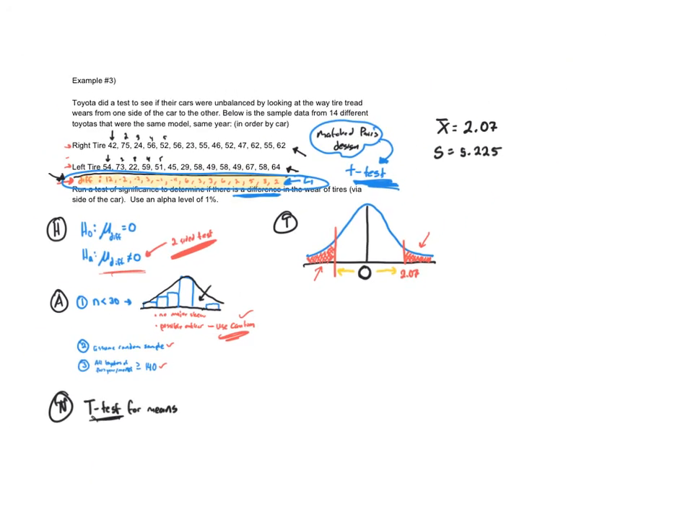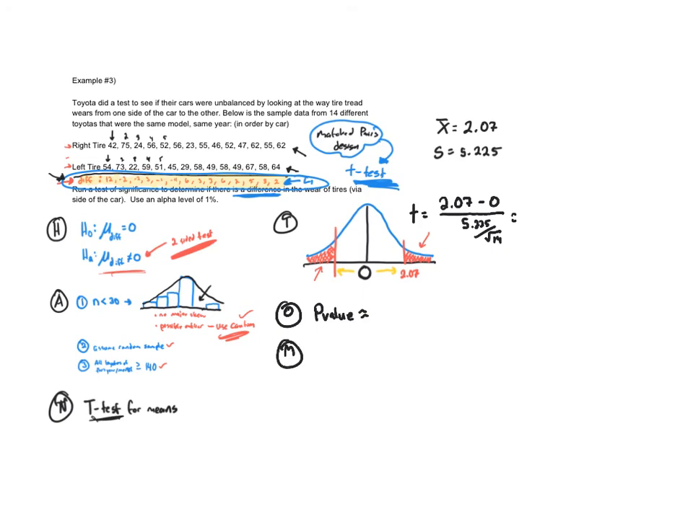But let's come back over here. Let's say t equals, how do we do a t-value? It's my sample mean, 2.07, minus the claim, which is 0, over the standard deviation, 5.225, over the square root of 14. And again, I'm not going to calculate that out by hand because my calculator will do it for me in just a moment. The p-value is roughly, and I'm going to let my calculator do this again, and then I'll make a decision based on those different things.